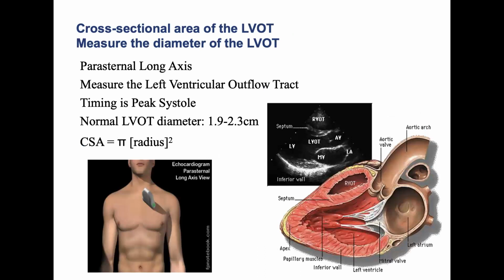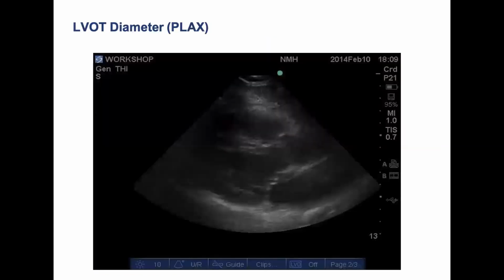So to get the cross-sectional area of the LVOT, we want to get the diameter first of that LVOT. So we're going to do this in a parasternal long axis view. So again, the indicator will be pointing towards the right shoulder, parasternal long axis view, and we're going to measure this left ventricular outflow tract. We want to do this in peak systole, and a normal LVOT diameter is 1.9 to 2.3. And then that cross-sectional area will be pi r squared. So it'll just be that diameter divided by 2 would be the radius.